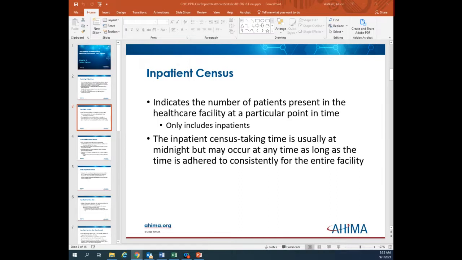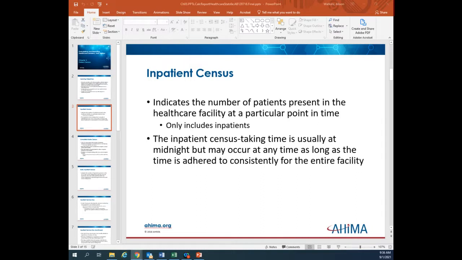Patients are being transferred, patients are being discharged, patients coming in. It's going to typically be somewhere around midnight, that sort of time. So it is a consistent time, and it's at a very low movement activity point in the day. Okay, but it needs to be at a consistent point in time.